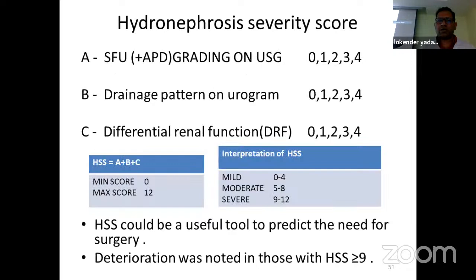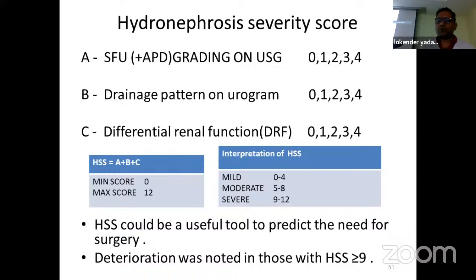For this, the hydronephrosis severity score is there, and it comprises the SFU grading, drainage pattern on urogram, and differential renal function. It is graded from 0 to grade 4. Its minimum score is 0 and maximum score is 12. It is mild when it is up to 4, moderate when it is 5 to 8, and severe when it's 9 to 12.